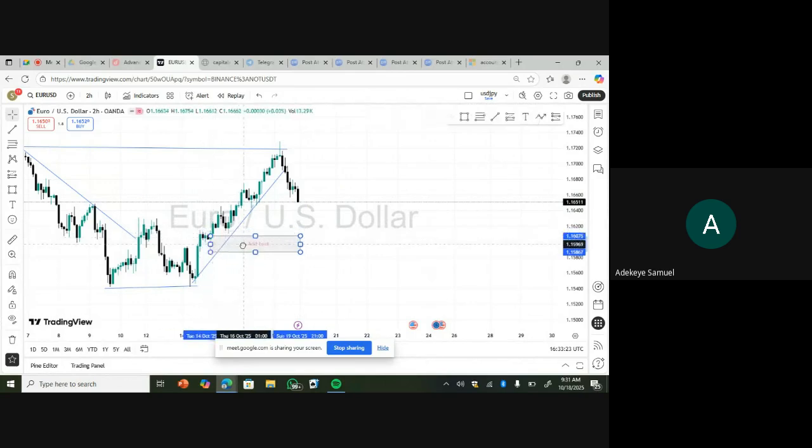Here we have other bullish order blocks. This is the last bearish candle in between bullish candles, this one here. After this order block, the market moved up, tested and continued. That is for bullish order blocks.